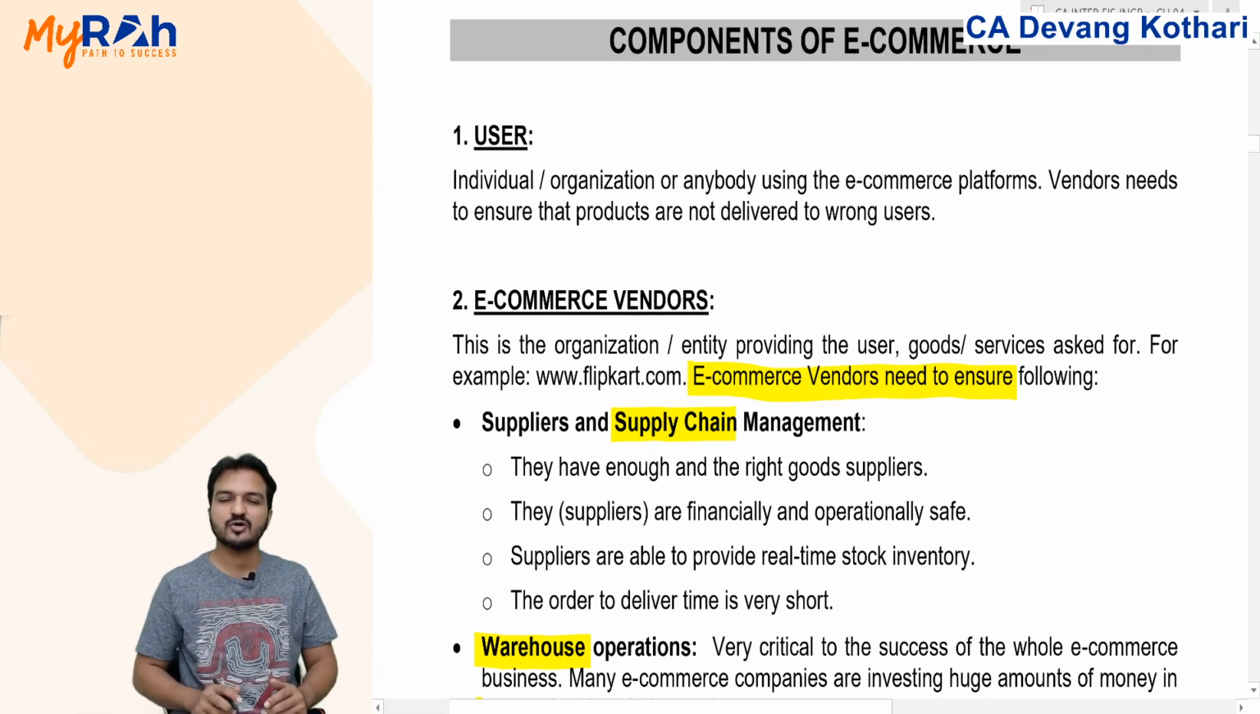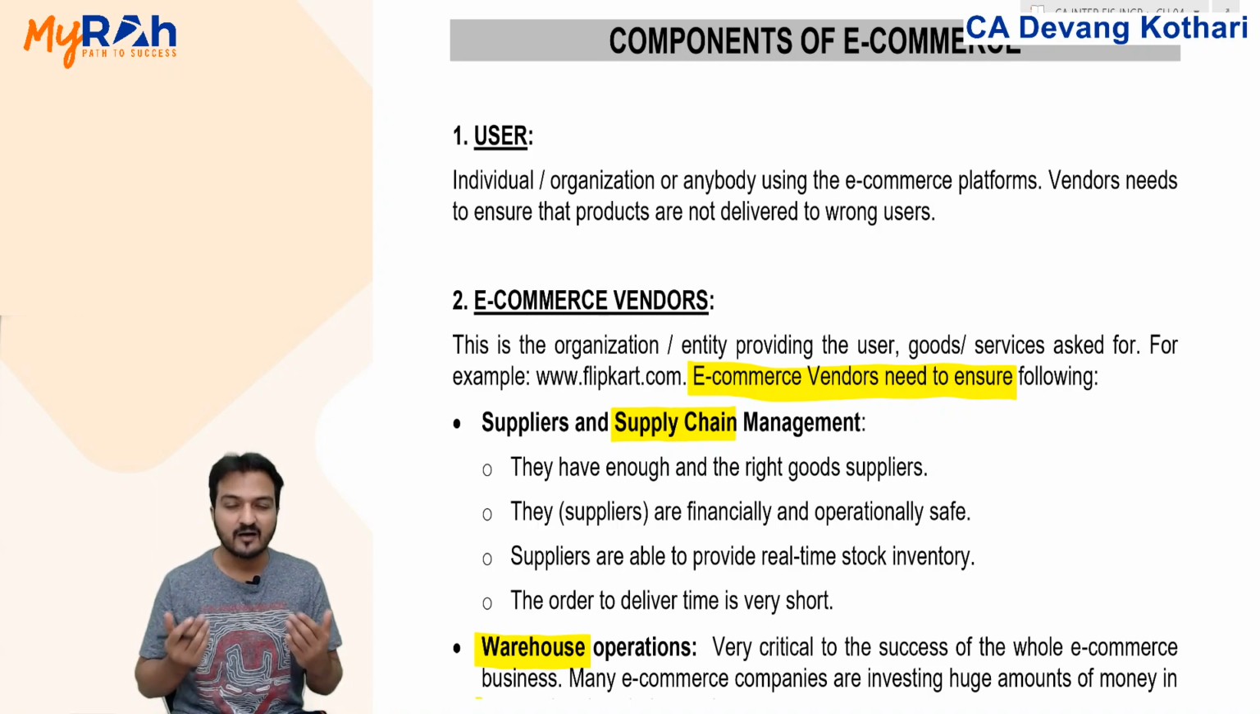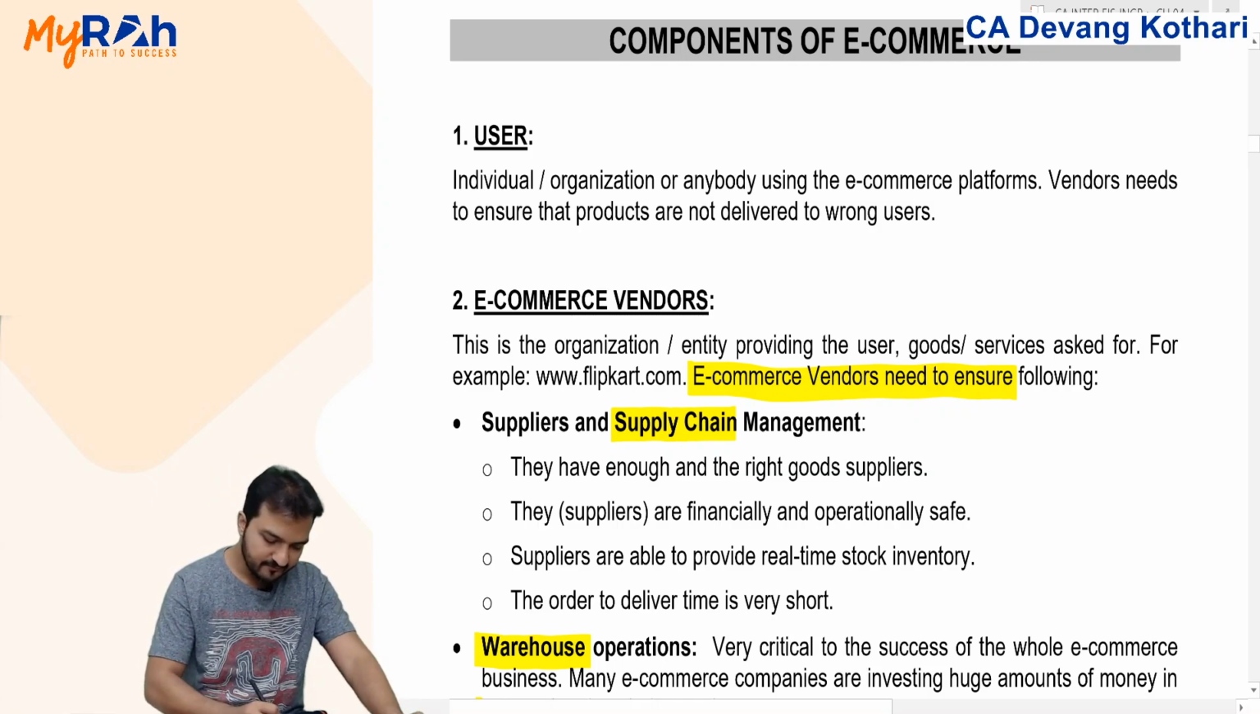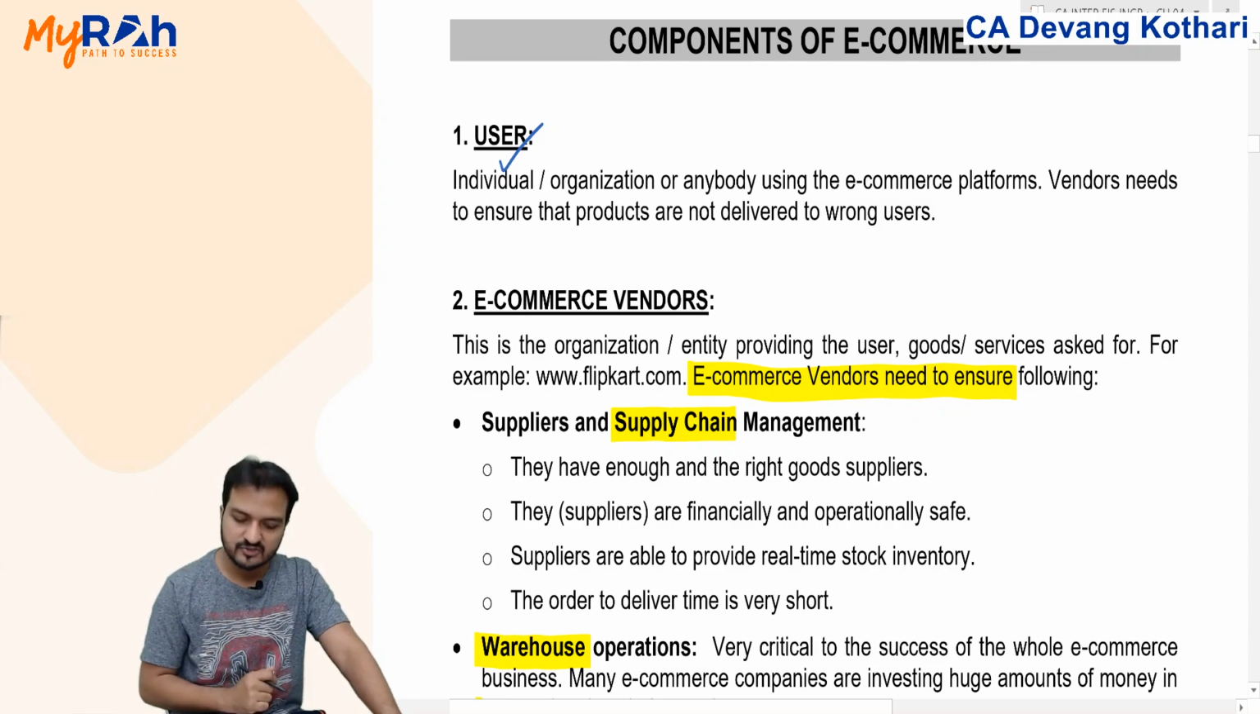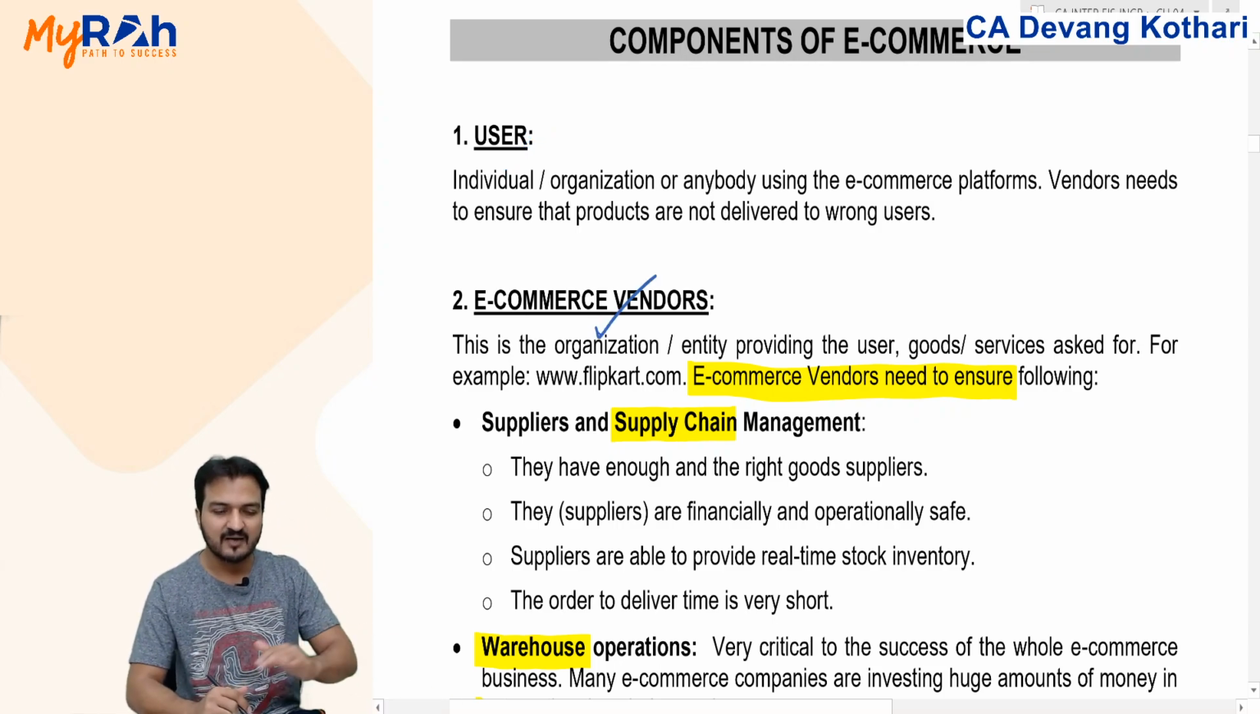Next, components of e-commerce. Components of e-commerce are basically things that are needed in order to set up an e-commerce business, things that are needed to establish e-commerce. Well, naturally, a user is needed. User is the customer who wishes to make a purchase from e-commerce. E-commerce vendor is the seller on e-commerce. Amazon, Flipkart, all these are your e-commerce vendors.